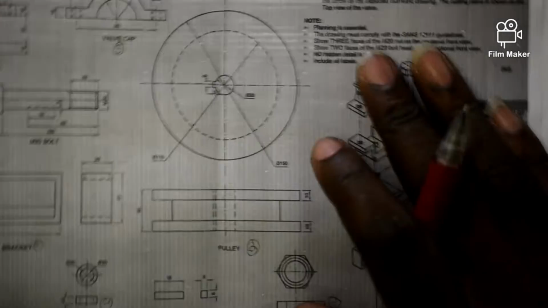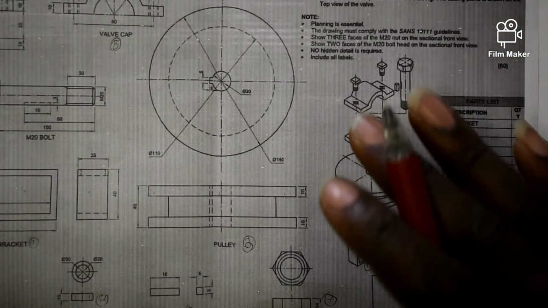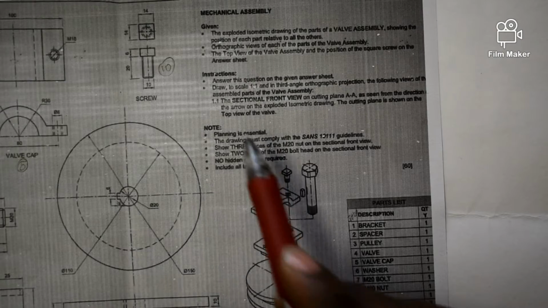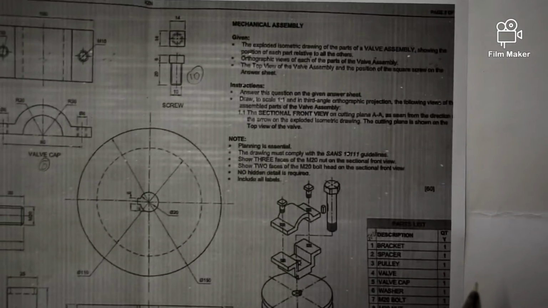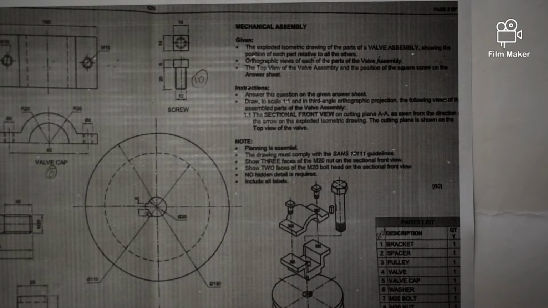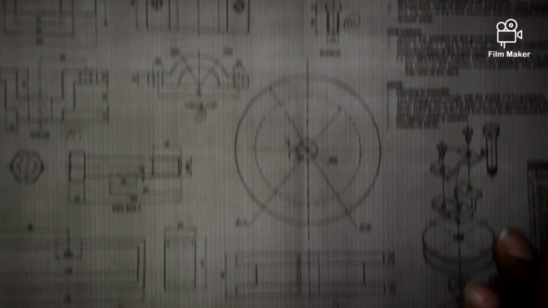Understand? So then let's draw. We are going to draw the full sectional front view. Are they asking us to draw the left view? Because most of the time they ask you to draw the left or the right view of the whole assembly. In this case they don't. So it's simple, straightforward. You get it?